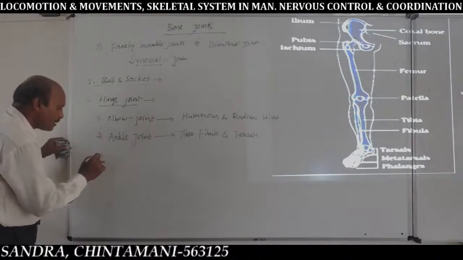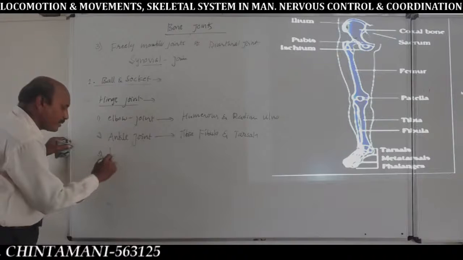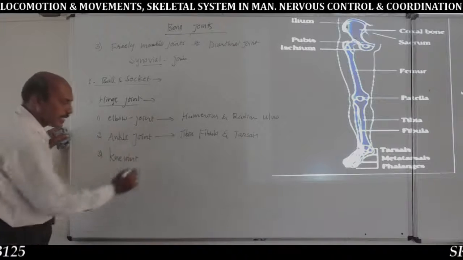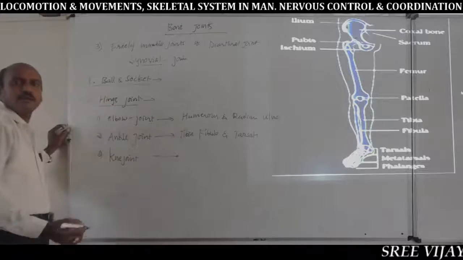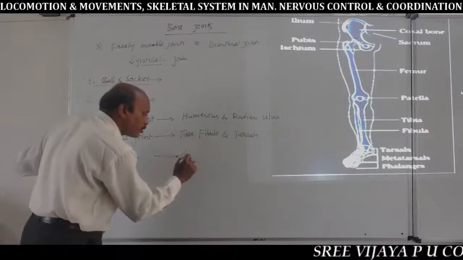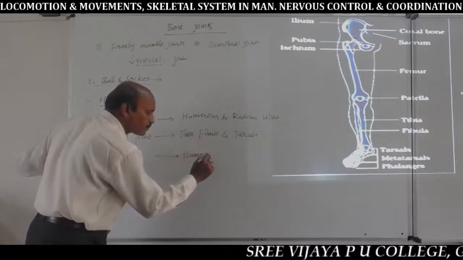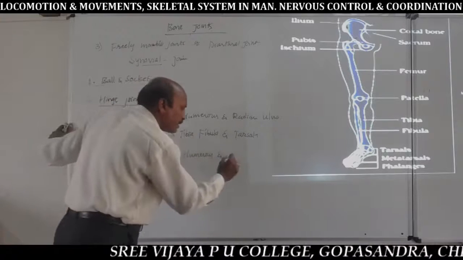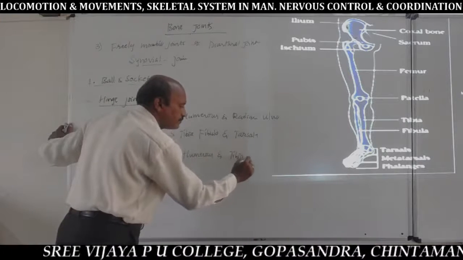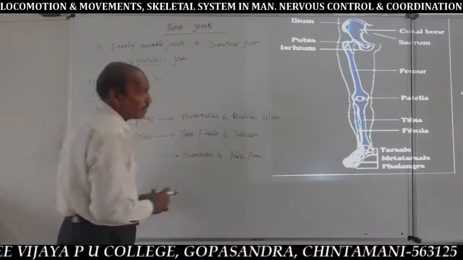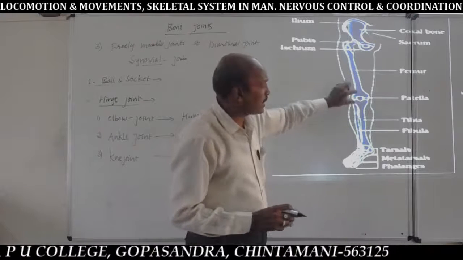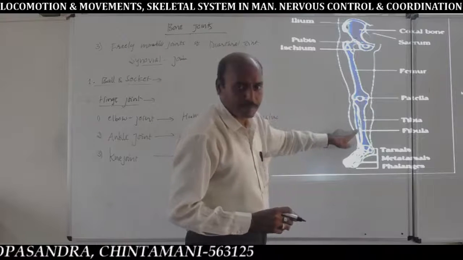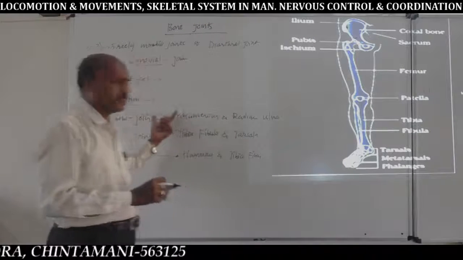And the next example of hinge joint is the knee joint. Knee joint, formed by fusion between femur bone, meaning thigh bone, and tibia fibula. This patella bone region is the knee joint, formed by femur, tibia, and fibula. That is one type of hinge joint.